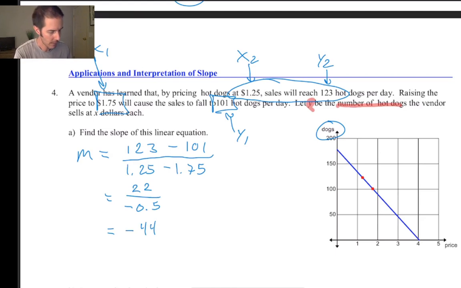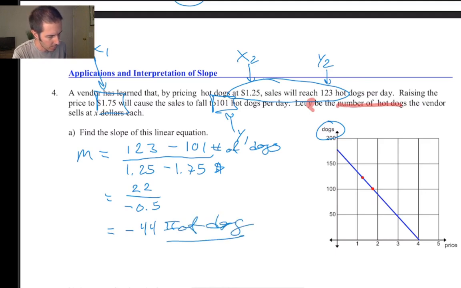Okay, negative 44. Let's put that into context. Remember that the numerator was representing number of dogs, and the denominator was measured in dollars. And so this 44 actually means number of dogs per $1.